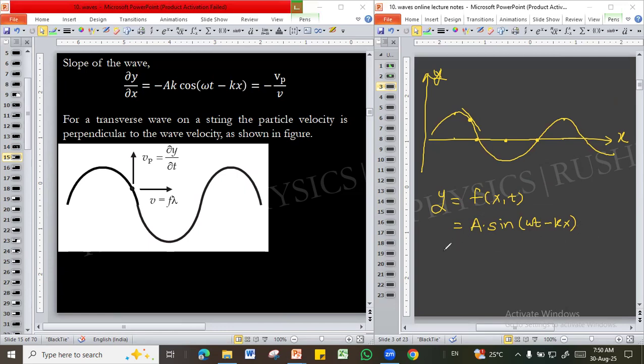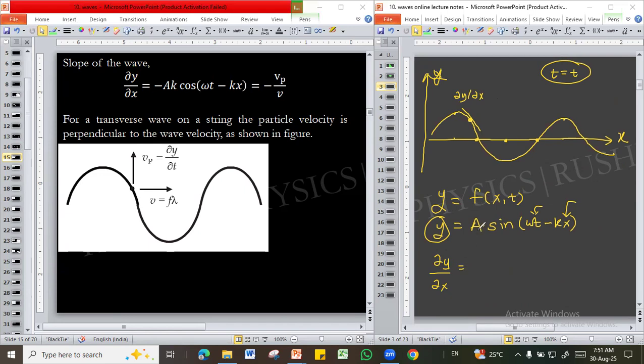Now, I want slope. So fix the time. I fix the time. Okay. So the time part is fixed. Now we can check variation of y with the position x. So you can calculate dou y by dou x. This will give us slope. Dou y by dou x. Let us try to calculate dou y by dou x.